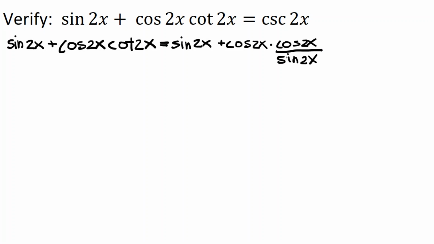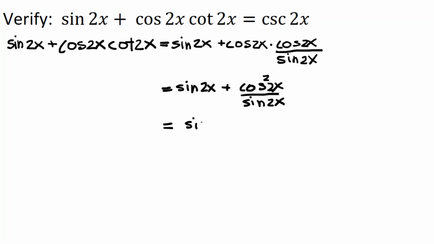So now I have two terms, but one of them has a denominator. So I'll write the intermediate step here. For many of you, this will be a mental step. So now I've got sine 2x cosine squared 2x all over sine 2x. And of course, now what I need to do is put this over a common denominator.